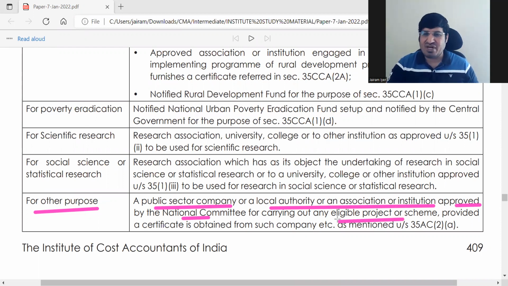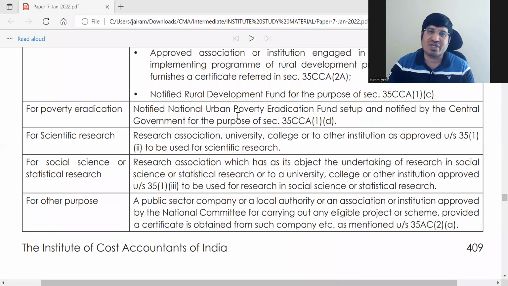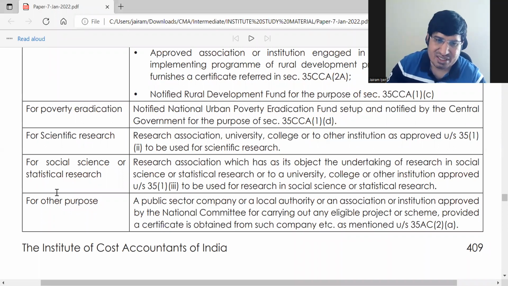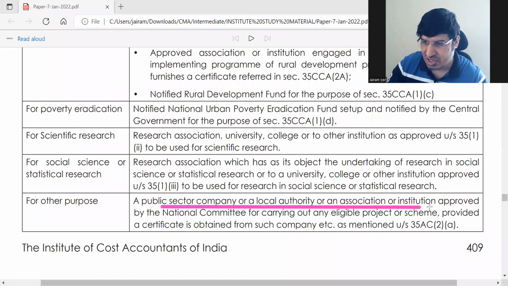For this, if he is giving for an eligible project, again, he has to obtain a certificate from them. So इसमें ये last point में इतना याद रख लेना, just he has to obtain a certificate from them. So actually speaking, he will have to give some proof that he has given money for all of this. Very common point. So nothing special here. Just other purpose में just remember public sector company, local authority or association or institution approved by national committee for eligible scheme. That's it.